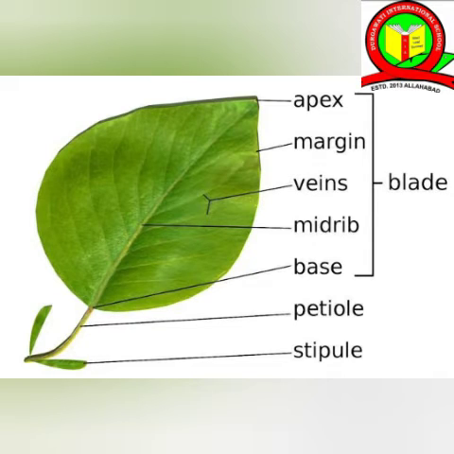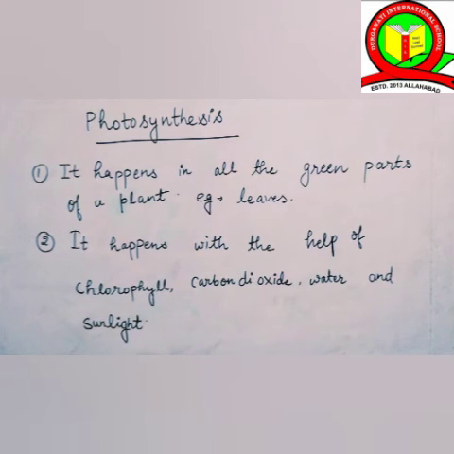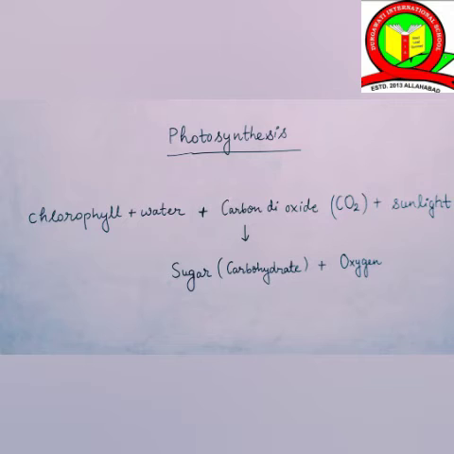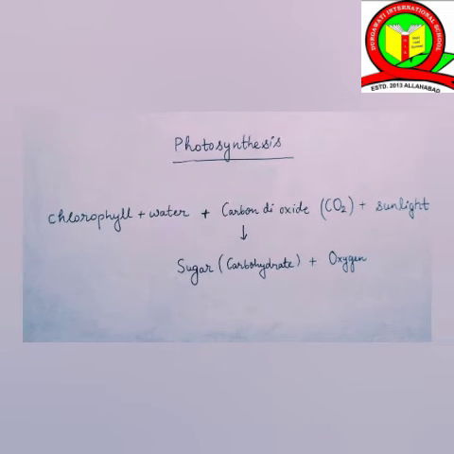Now on the next page, I have described what is photosynthesis. Photosynthesis happens in all the green parts of the plant, for example, leaves. It happens with the help of chlorophyll, carbon dioxide, water, and sunlight. Now on the next page, you can see a clear equation: chlorophyll plus water plus carbon dioxide. Carbon dioxide is known as CO2 in science language, plus sunlight, then it transforms into sugar plus oxygen. Sugar is carbohydrate. That means the plant makes its food in the form of carbohydrate.